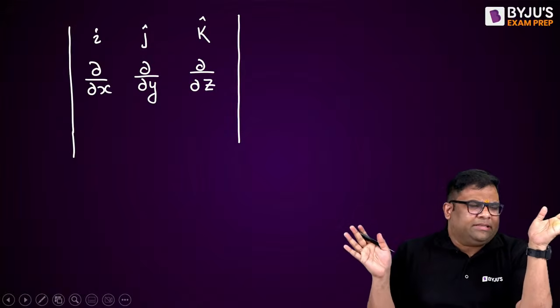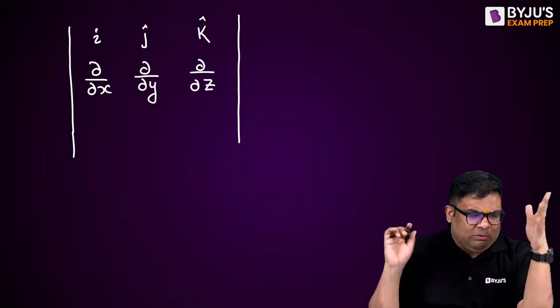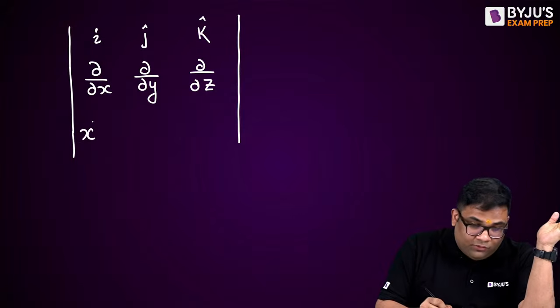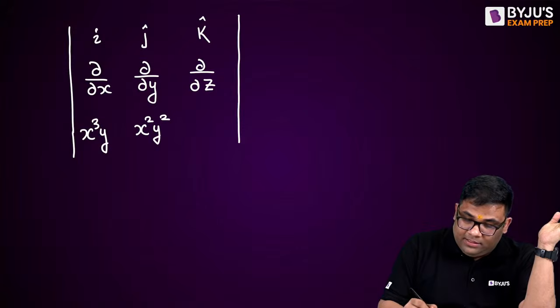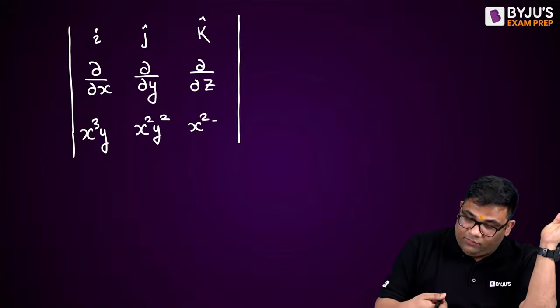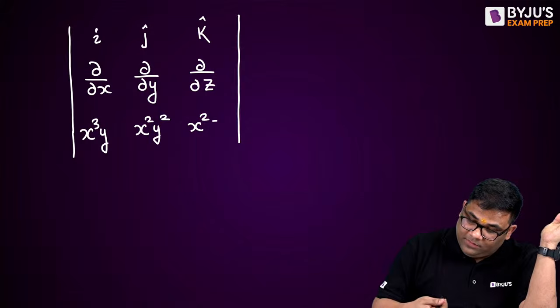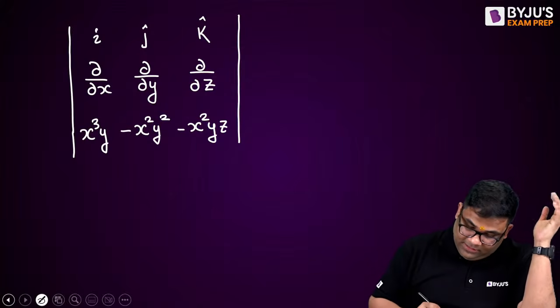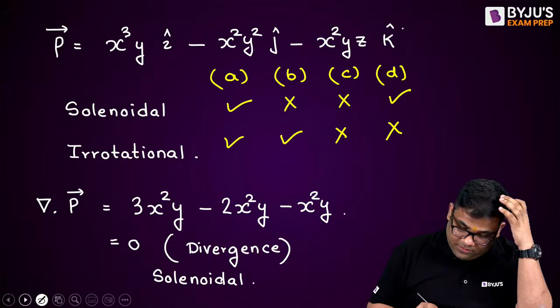Two more questions, three minutes are there. No hurry. x square y, then x square y square, then x square z. This is yz, right? This is a minus sign, right? Let me just recheck.